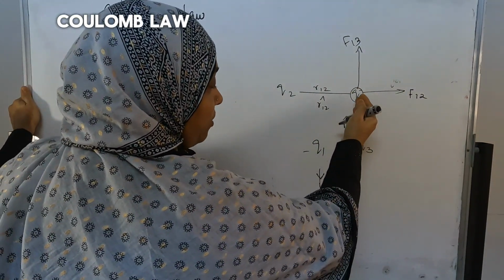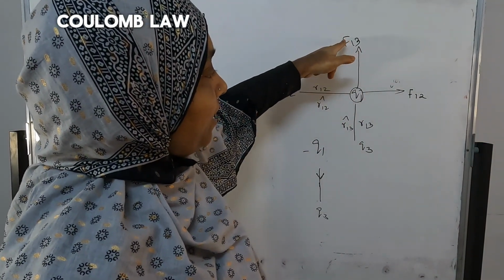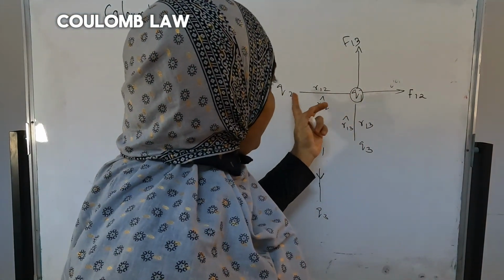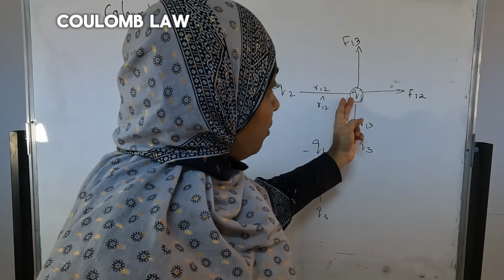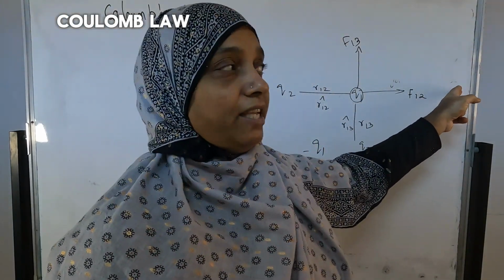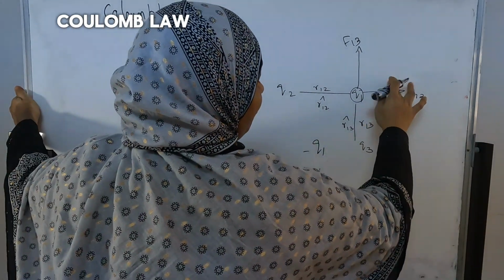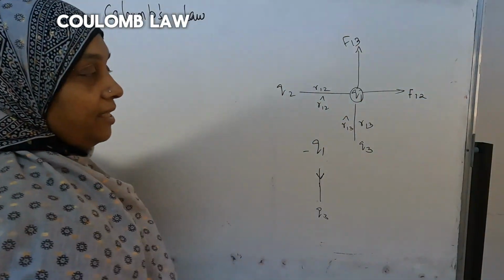So Q3 is going to act on Q1, so it is going to repel that one. So F13. And Q2 is going to act on Q1. Both of them are positive. Only Q1 we are representing. So Q1's force is going in this direction, that is F12. What is the net force of this one? The net force will be: one is going in this direction, another one is going in this direction.